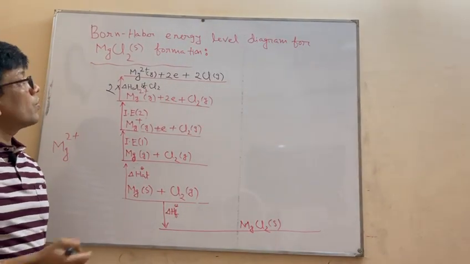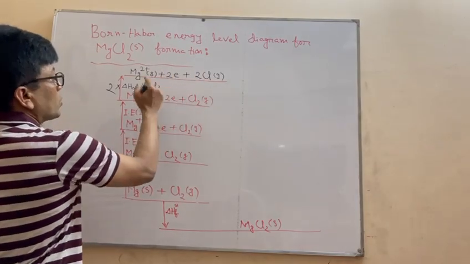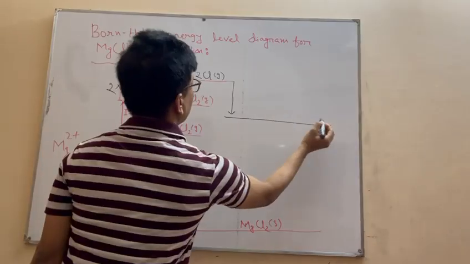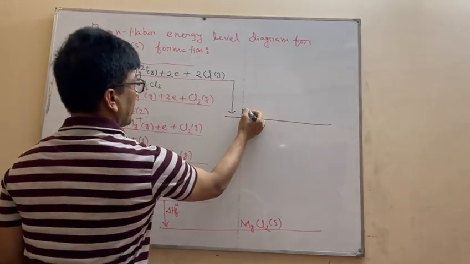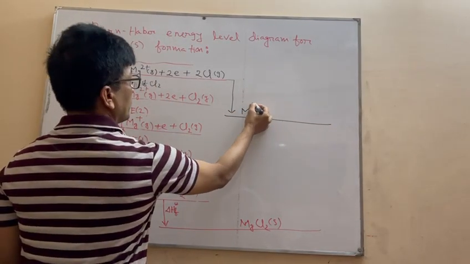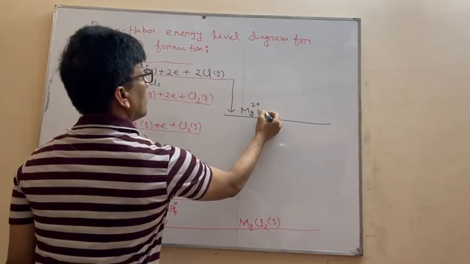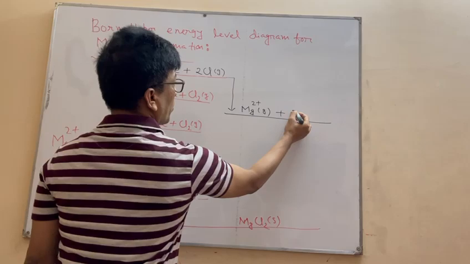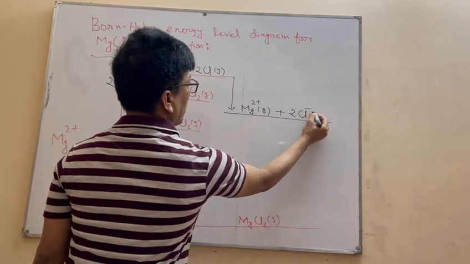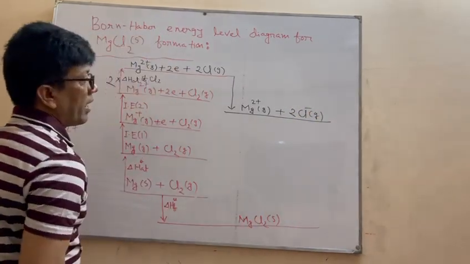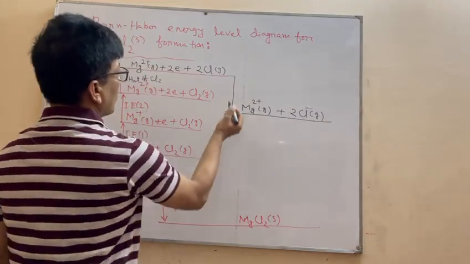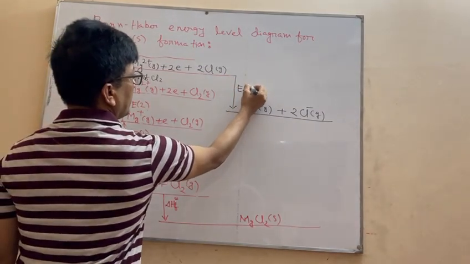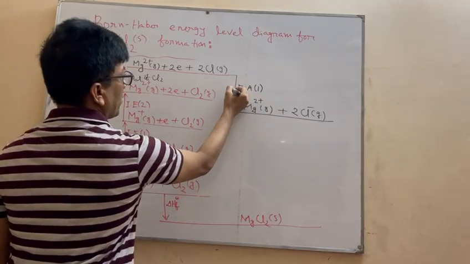Now what you will do? 2 chlorine atoms gain 2 electrons, magnesium, two chlorine atoms gain 2 electrons to produce 2Cl minus ion, 2 chloride gaseous ions. So from this to this, Ea1 times 2.